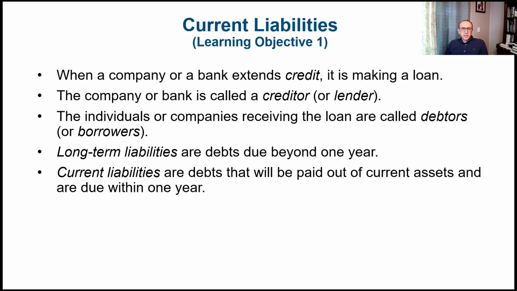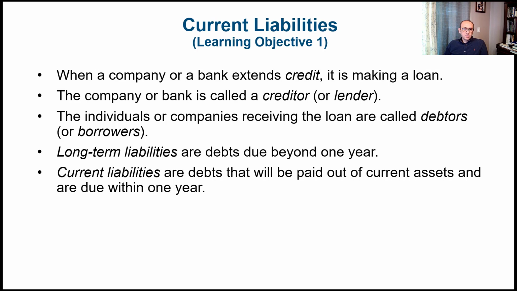When a company or bank extends credit, it's making a loan. The company or bank is called the creditor, or what we normally call the lender, but in accounting terms we like to call it the creditor. The individuals or companies receiving the loan are called debtors, or simply the borrowers.